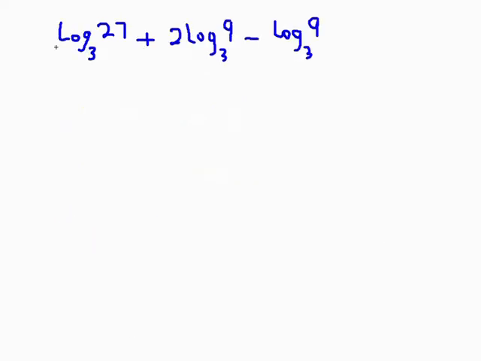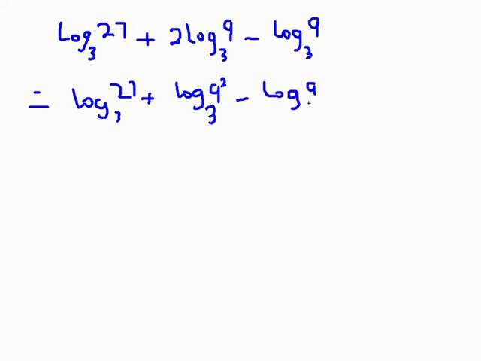The next one says that I should simplify log 27 base 3 plus 2 log 9 base 3 minus log 9 base 3. Now the first thing you have to do here is to transform this one. Let the 2 multiplying this log come here as the power. So log 27 base 3 plus, this gives you log 9 to the power of 2, going by the power rule, minus log 9 base 3.